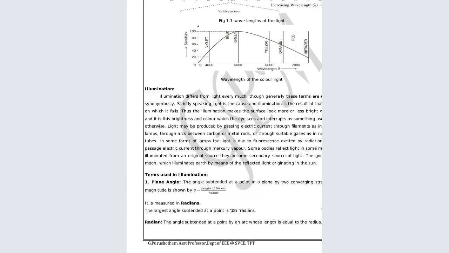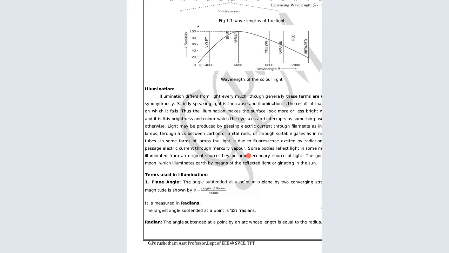So it is this color. Illumination is just what makes the surface look more bright. What makes the surface look bright is what the eye sees. It is what you look at and say that you've seen a certain color or a certain object. So that is called illumination.